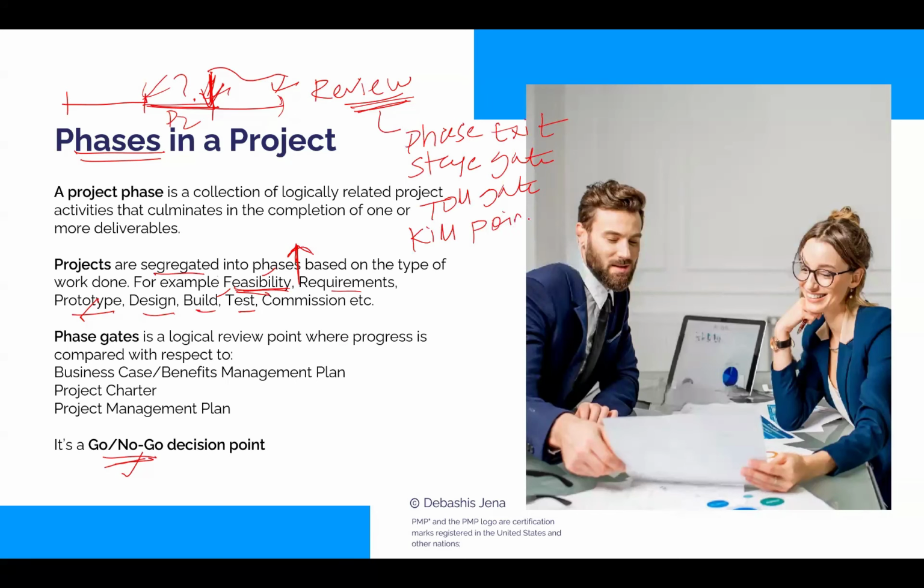Why this name, kill point? Because the project can be killed at the end of a phase, stopped early if the justification is gone. So these are alternate names given to this review. But whatever the name, the agenda fairly remains the same.